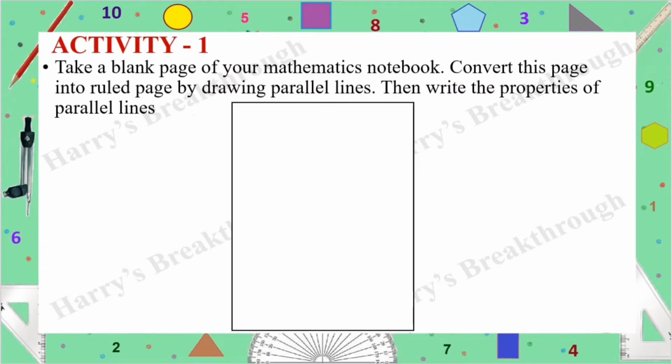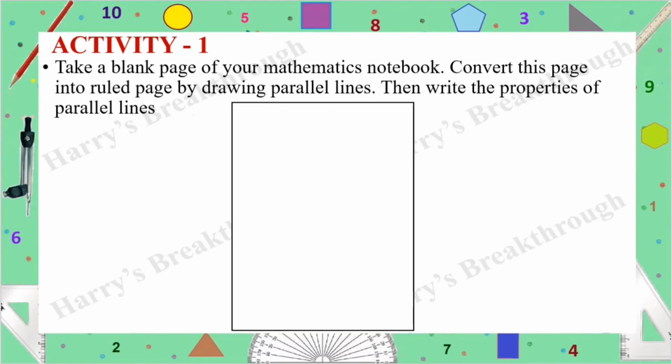Now, it's an activity for you. Take a blank page of your mathematics notebook. Then convert this page into a ruled page by drawing parallel lines. So we know that our mathematics notebook pages are unruled. So let's take one blank page. Then you have to draw parallel lines in this page. Then it will become a ruled page.